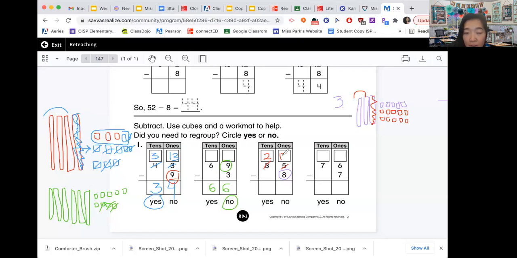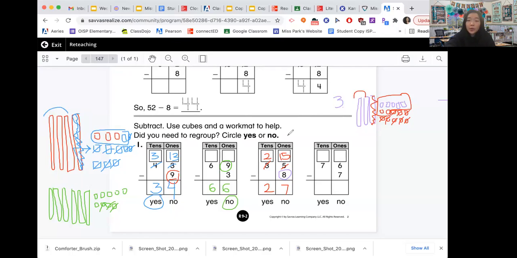Now we have enough. Now 8 people are going to go to the new party. 1, 2, 3, 4, 5, 6, 7, 8. How many do we have left over in the ones place? 7. And then we have 2 minus 0 equals 2. So our answer is 27.